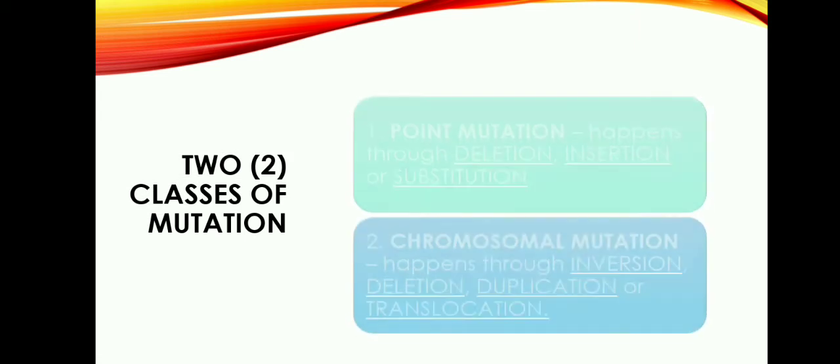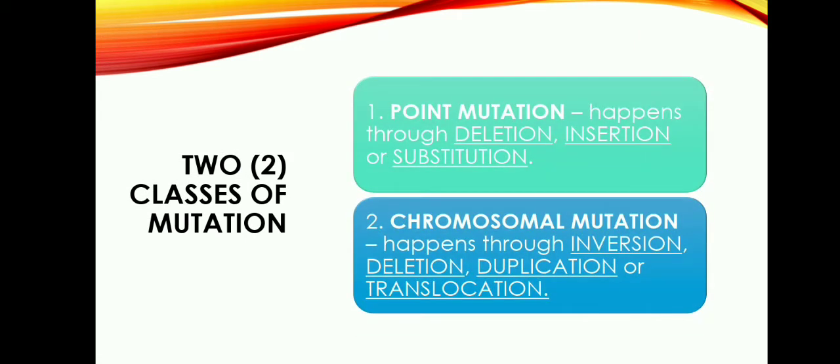There are two classes of mutation. Number one is point mutation. Point mutation happens through deletion, insertion, or substitution. Whereas chromosomal mutation happens through inversion, deletion, duplication, or translocation.